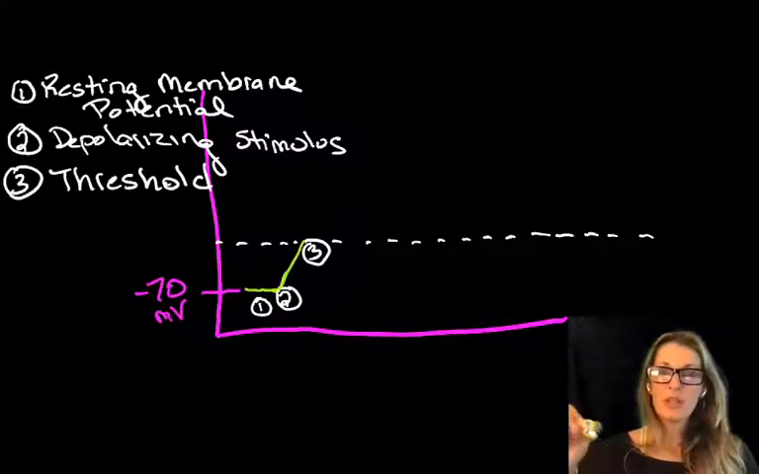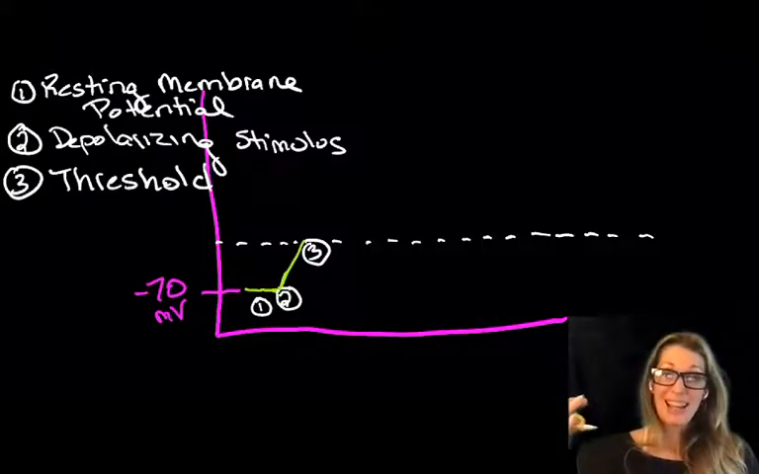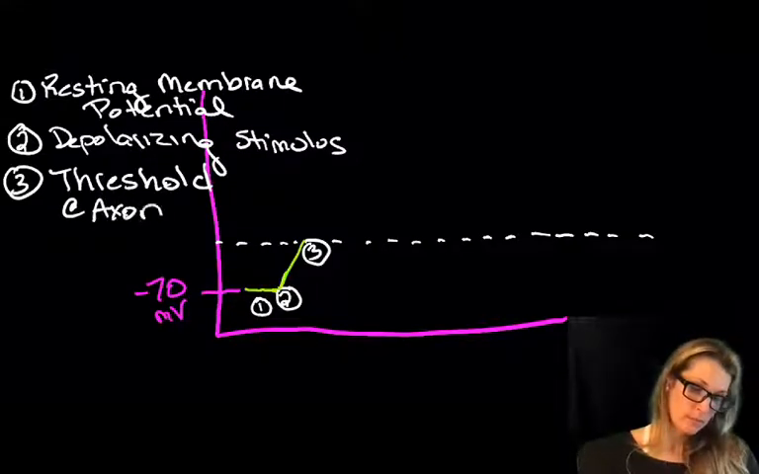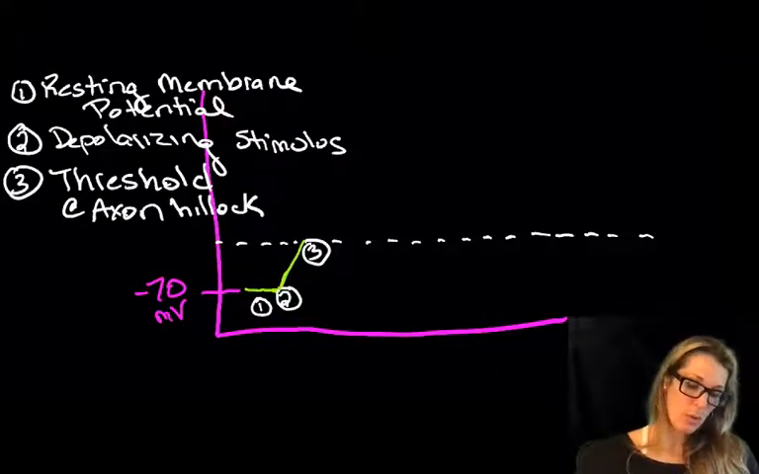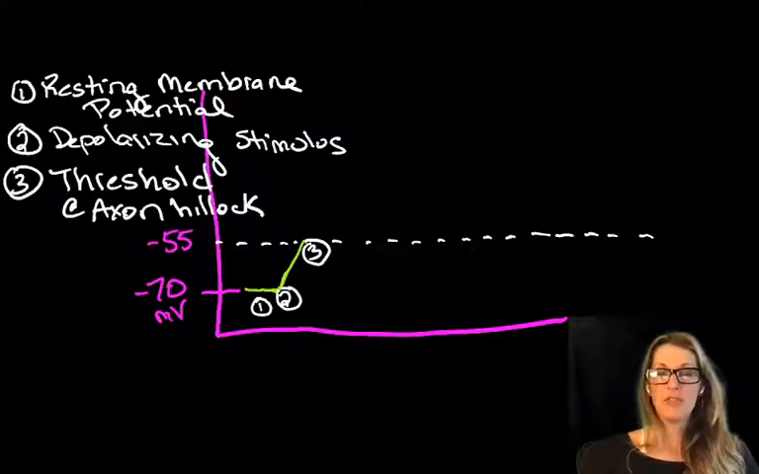Where does threshold have to happen? Can it happen just anywhere in the cell body? Is it reached in the axon terminus? Is it reached in the axon? Threshold has to be reached at the axon hillock. And what is threshold? Up on our y-axis, we have to reach negative 55 millivolts at the axon hillock.